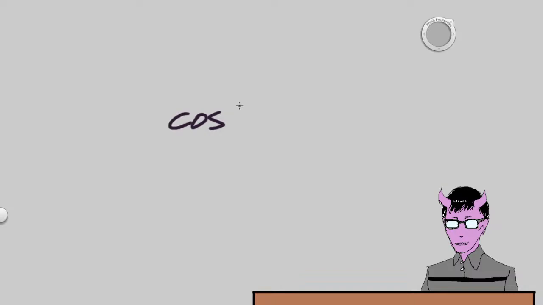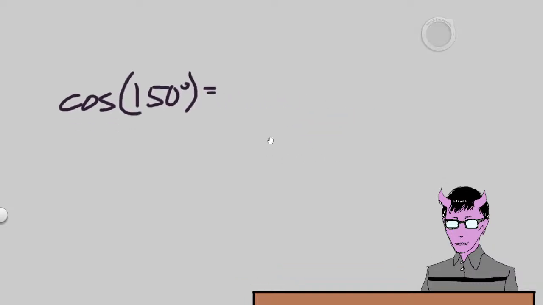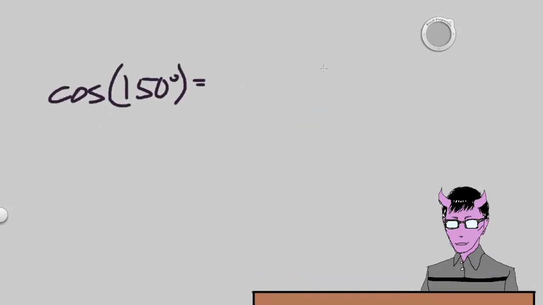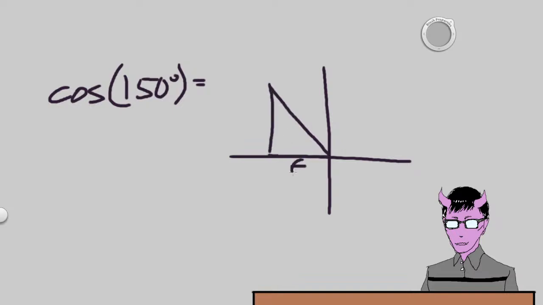Cosine of 150. What does that equal to? It's past 90. So we're going to be in quadrant 2. Right here. Our triangle is here-ish. What kind of triangle is that? It has a negative x coordinate, positive y coordinate.